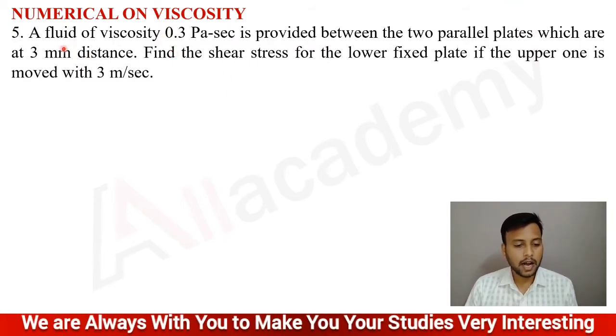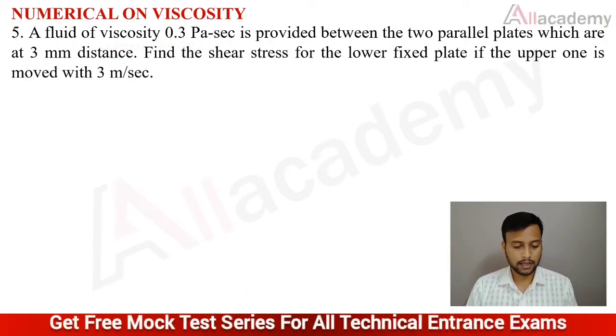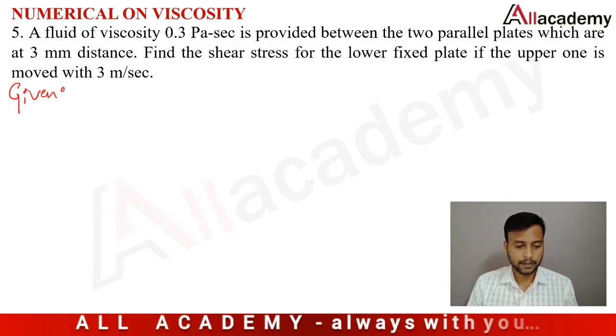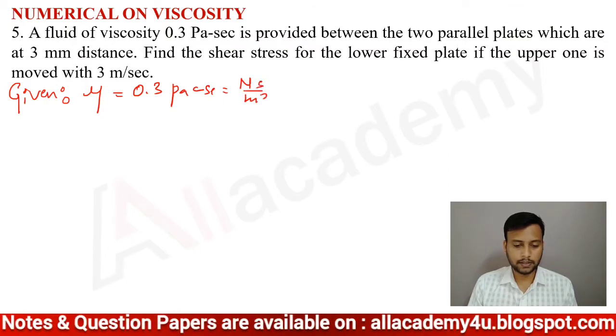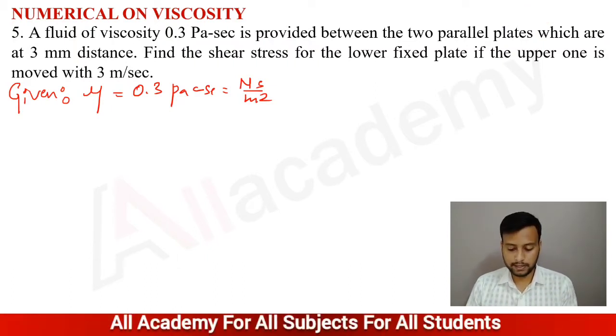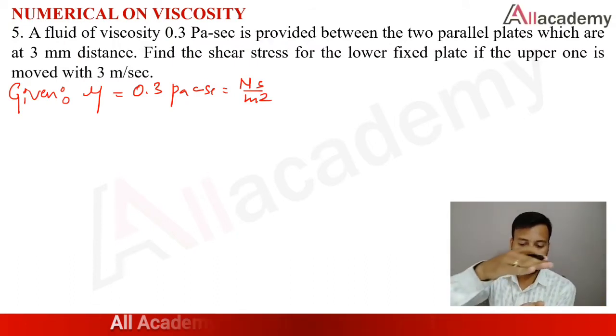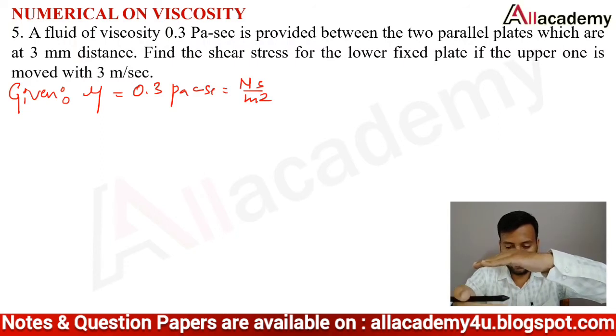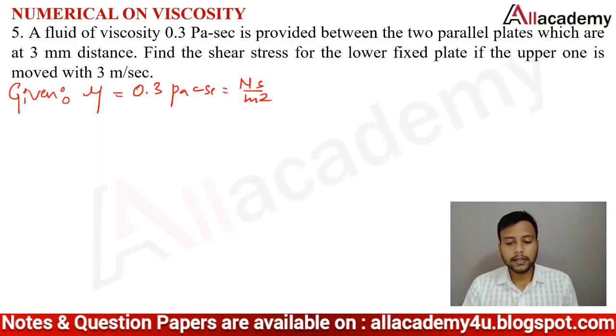So he says that there is a fluid which is having a viscosity. I'll write the given data along with that. It is having a viscosity 0.3 Pascal second, which is nothing but Newton second per meter square, and is provided between the two parallel plates. It means whatever fluid is there, it is bounded between the two parallel plates, one upper one and one lower one. Now we need to identify which are apart from 3 meters.